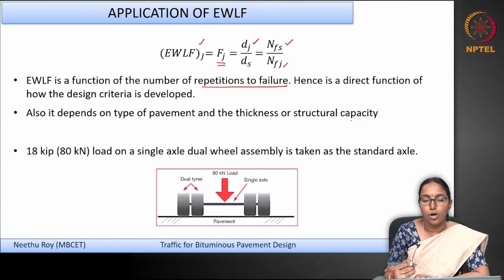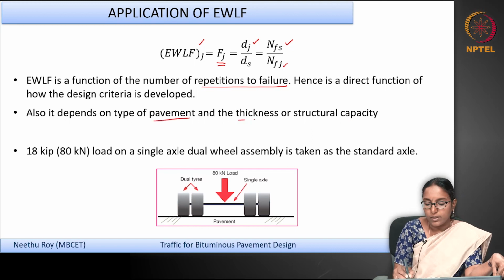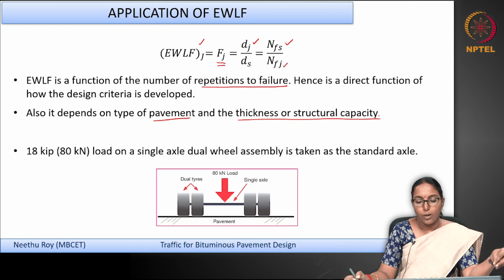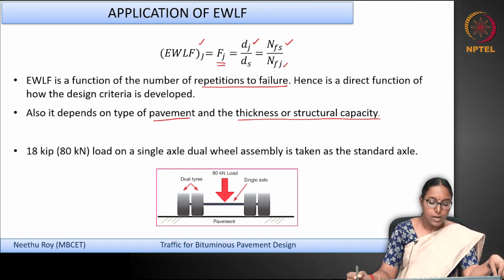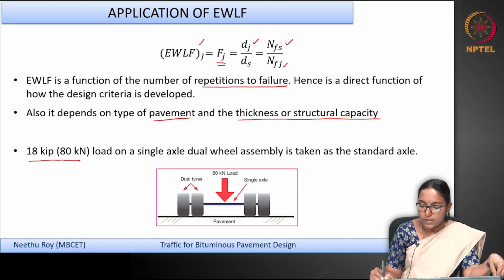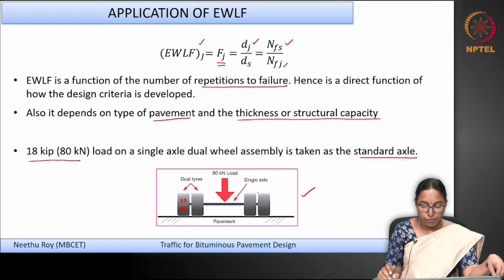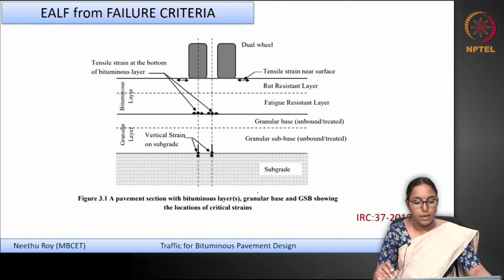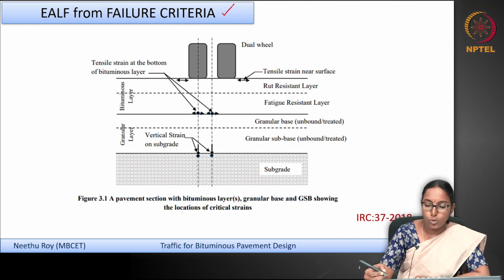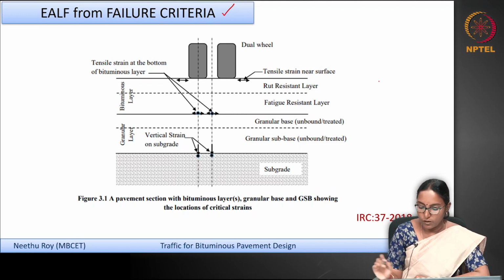Okay. So EWLF, the equivalent wheel load factor, is a function of the number of repetitions to failure, right? So it is a direct function of what failure criteria you are going to use. Also, it will depend upon the type of the pavement and also the thickness or the structural capacity of the pavement. Now, as far as highway pavements are considered, an 80 kilonewton single axle dual wheel assembly is taken as the standard axle, as you can see here, each wheel having a load of 20 kilonewton. So a total of 4 wheels having a total load of 80 kilonewton, or 18 kilopounds, is considered as the standard axle. Now, as I said, the EALF, the equivalent axle load factor, will depend upon the failure criteria that we use for pavement design. So, this is the typical pavement cross section taken from the IRC 37 2018.